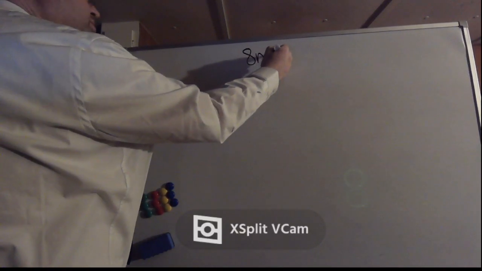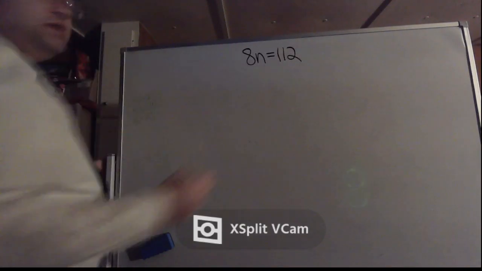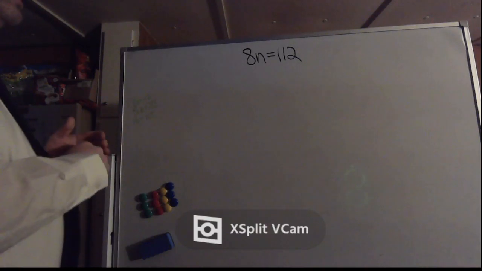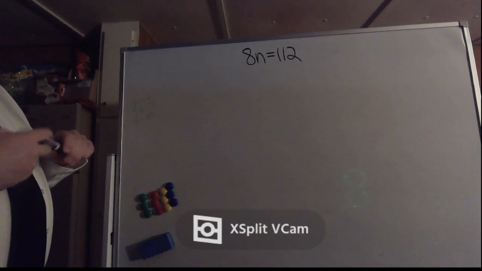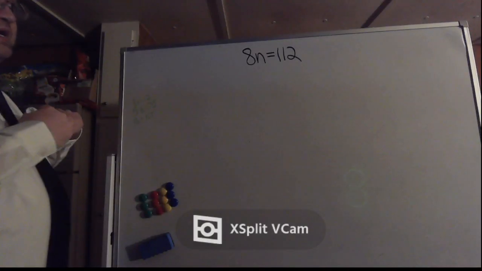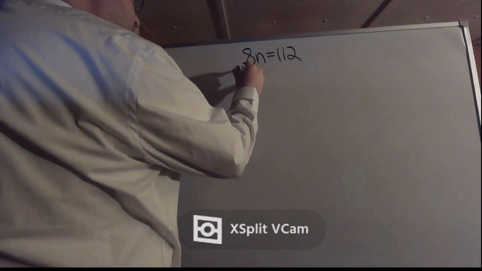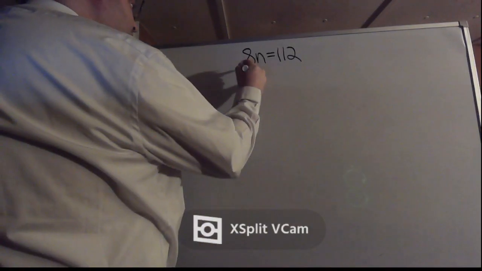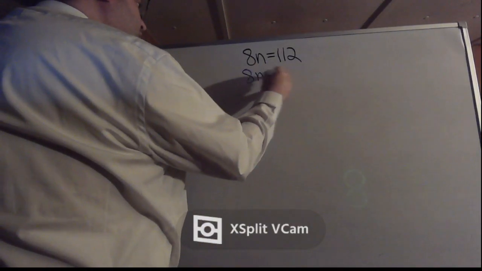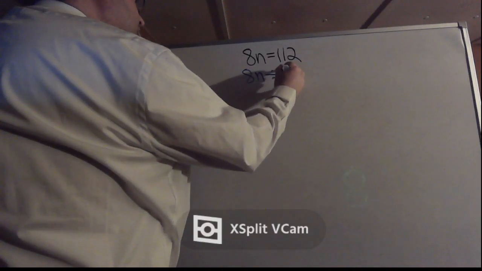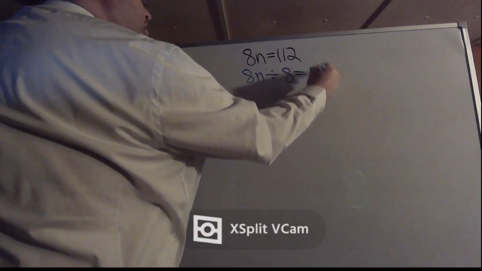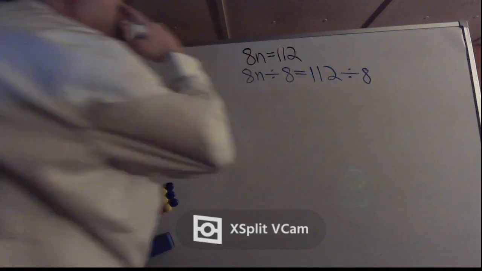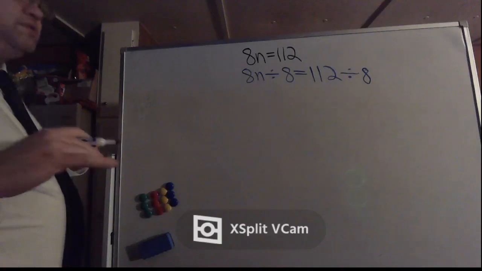8n equals 112. All right, so again, that's 8 times n. So in order to get rid of 8 times n, we need to divide by 8. That'll get rid of the 8. So blue ink, remember. Okay. So 8n divided by 8 is equal to 112 divided by 8. Because remember, what you do to one side, you have to do to the other.